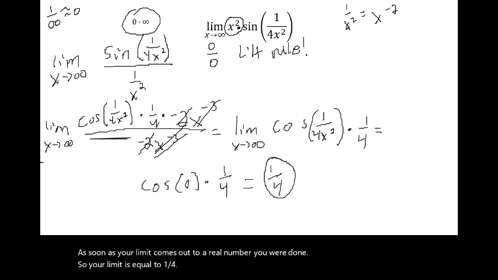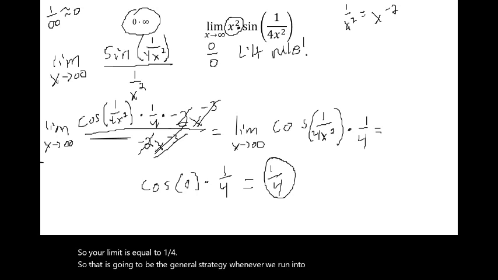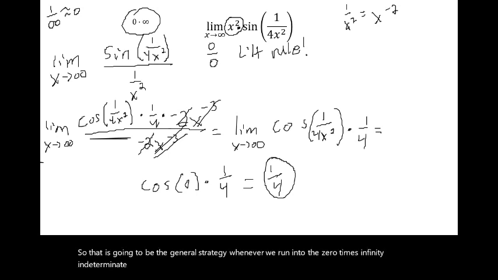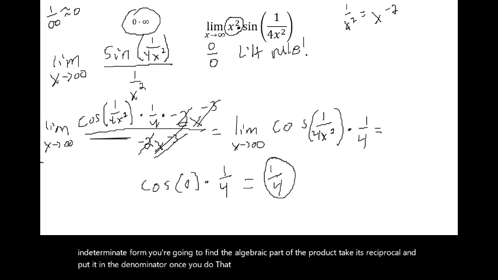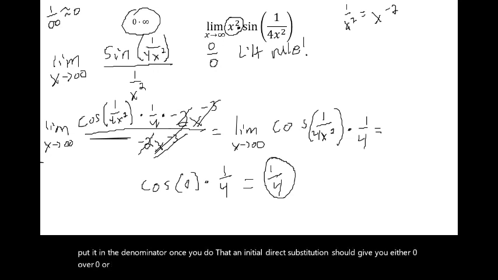So that is going to be the general strategy whenever we run into the 0 times infinity indeterminate form. You're going to find the algebraic part of the product, take its reciprocal, and put it in the denominator. Once you do that, an initial direct substitution should give you either 0 over 0 or infinity over infinity.